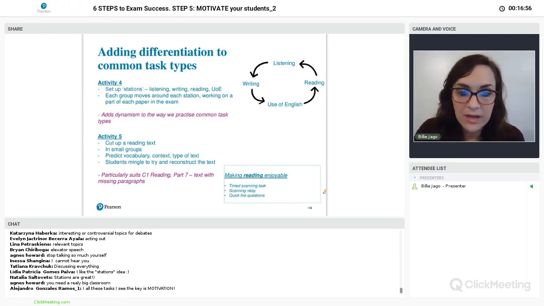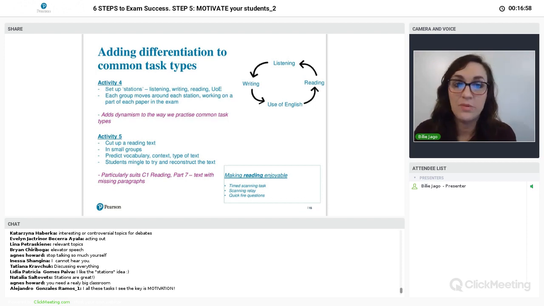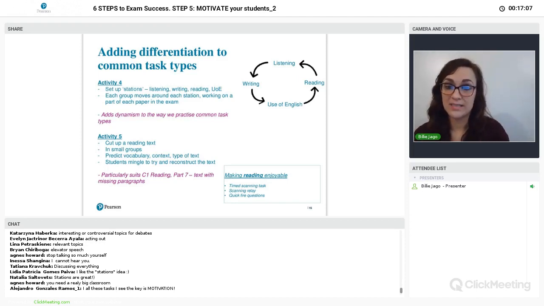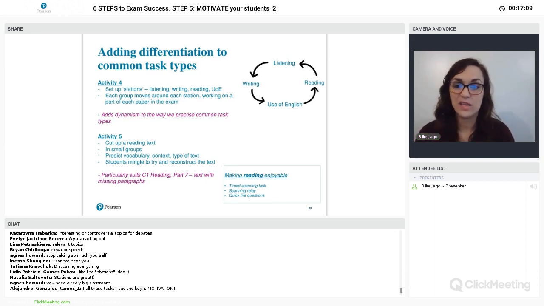And finally, we've got quick fire questions. So prepare 4 or 5 questions about the text before the class, ask the questions, and in teams get them to shout out the answer once they've found it. And again, this is good for practicing quick reading, scanning skills, and also adding some competition into the classroom as well. So all of these activities are good for providing motivation because it keeps the students on their toes. It doesn't always practice the task types in the same repetitive way as well.